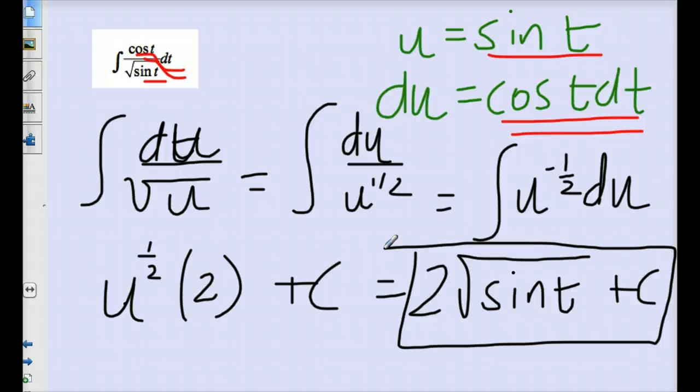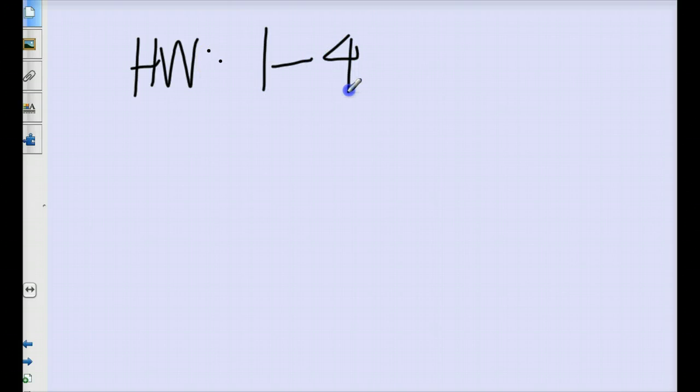So what I would like you guys to do on your own, I'd like you to try some of this u substitution. So if you take a look at your purple sheet or your blueberry sheet, what I'd like you to do is try numbers 1 through 4 on your packet, and then we can go over them in class the next day.